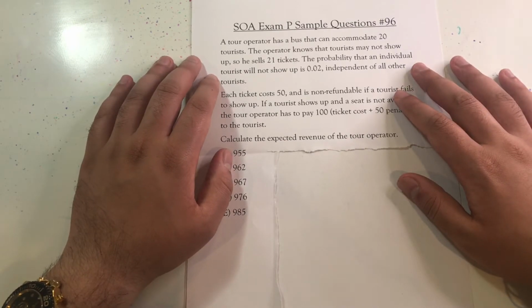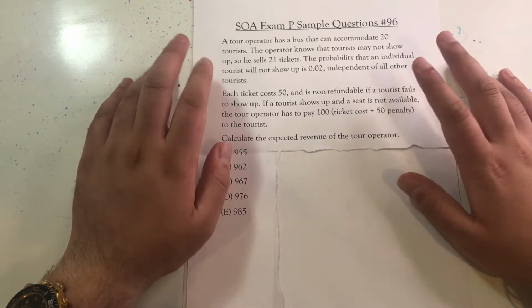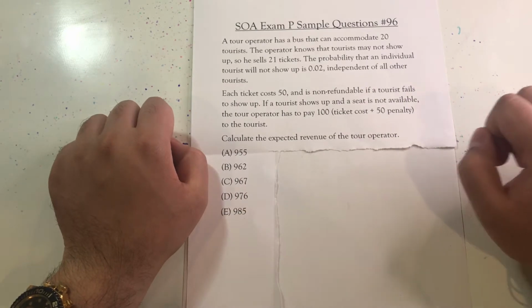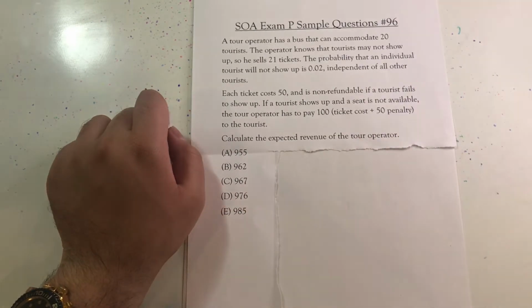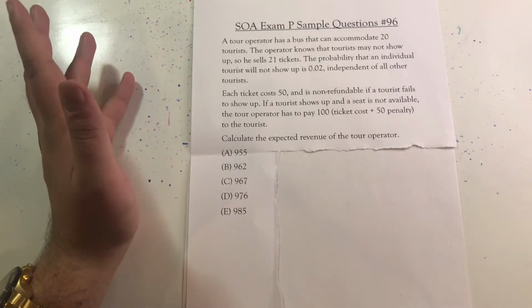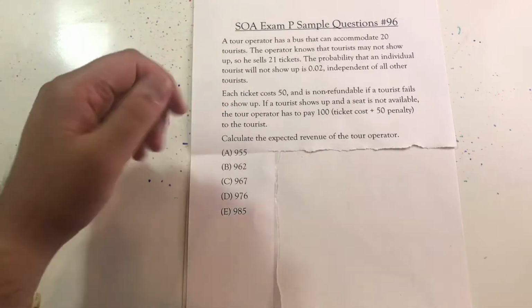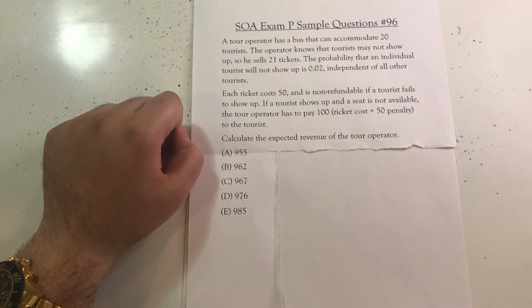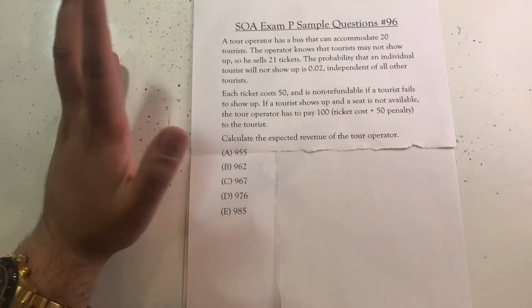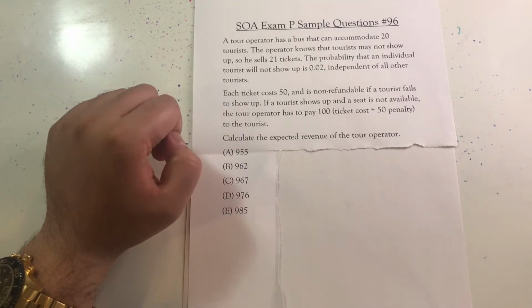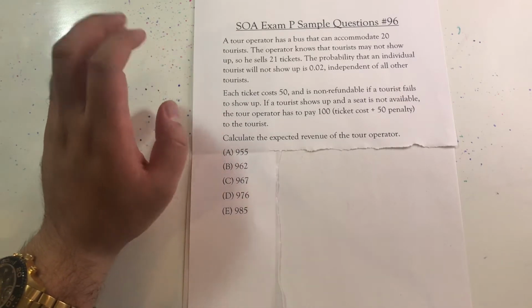So the question reads, a tour operator has a bus that can accommodate 20 tourists. The operator knows that tourists may not show up, so he sells 21 tickets. The probability that an individual tourist will not show up is 0.02. It's independent of all other tourists. Each ticket costs $50 and is non-refundable if a tourist fails to show up.